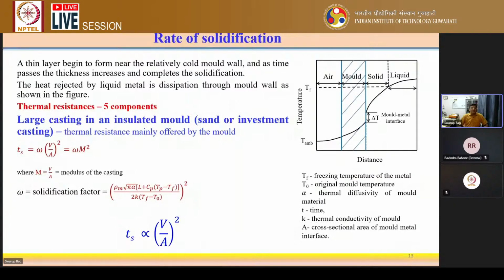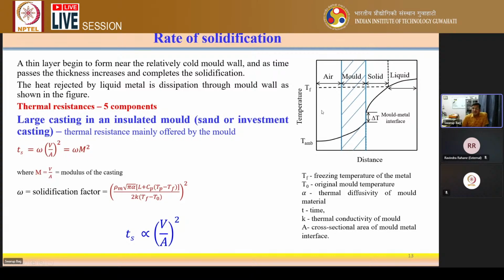Now there is another part, that we can estimate the solidification time. That is very important in the casting process, and it is mainly determined by the different types of thermal resistance that exist in a mold casting. I can say the sand mold casting process.